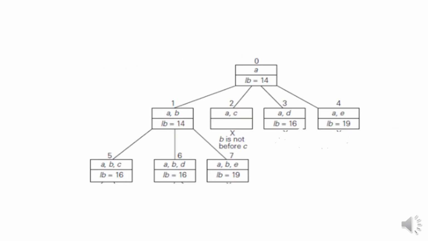So let us continue the state space tree. So we have expanded this child node 1 to generate the child nodes 5, 6 and 7, wherein A, B, C, the calculated lower bound is 16. For A, B, D, the lower bound is 16 and A, B, E, the lower bound is 19. Now out of these, the best ones are the ones with the least value, that is 16. Since two nodes are having the value 16, we will expand both these nodes. So both 5 and 6 we have to expand.